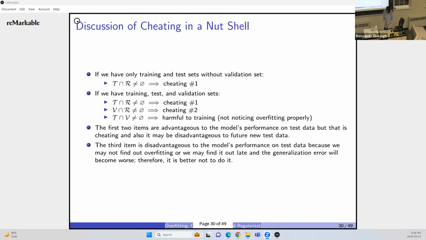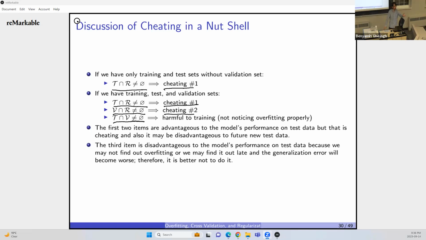Now, this discussion of cheating in a nutshell. If we have only training and test, the training and test should not be contaminated. Otherwise, we have cheating. Cheating number one. If we have training, test, and validation sets, training and test should not have overlap. Otherwise, it's cheating one. Validation and test should not have overlap. Otherwise, it's cheating two. What if my training and validation have overlap? What happens?